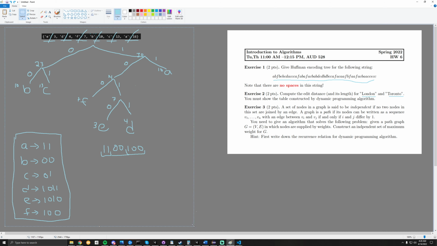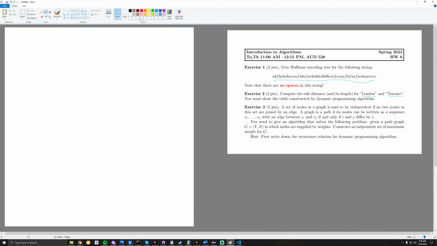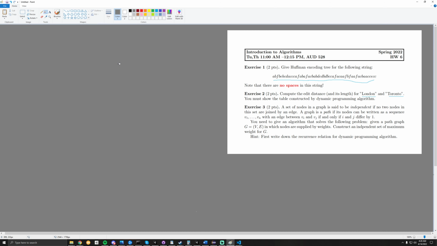That should handle that. Let me clear this out now. Next question, compute the edit distance and its length for London and Toronto. You must show the table constructed by the dynamic programming algorithm. Okay. In this case, we want to convert the word London to Toronto and figure out how many operations that will take.